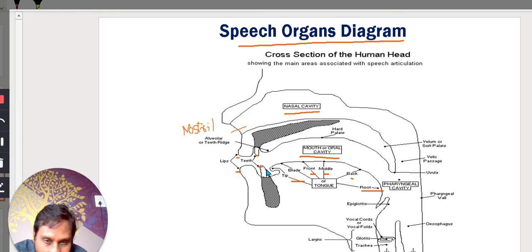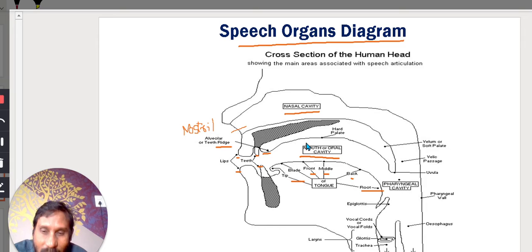If you go further back, after the teeth, when you touch with your tongue, some hard part is there. This is called the alveolar ridge. Yes, you can see here, alveolar ridge, or alveolum. Some sounds are produced here.